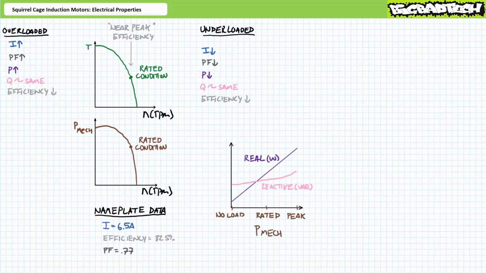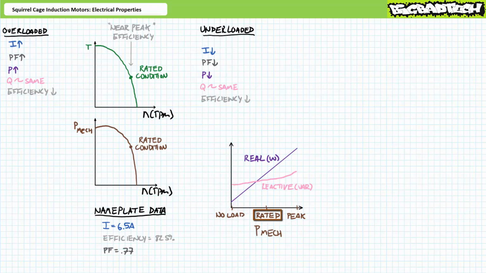I think the easiest way to illustrate these idiosyncrasies regarding real and reactive power is to plot real and reactive power consumption not as a function of rotational speed, but rather mechanical power output. At no load conditions to the far left-hand side, the motor produces no mechanical power output. The motor, however, still consumes a small amount of real power, accounting for losses like heat, noise, and friction. The motor additionally consumes an amount of reactive power necessary to establish the rotating magnetic field.